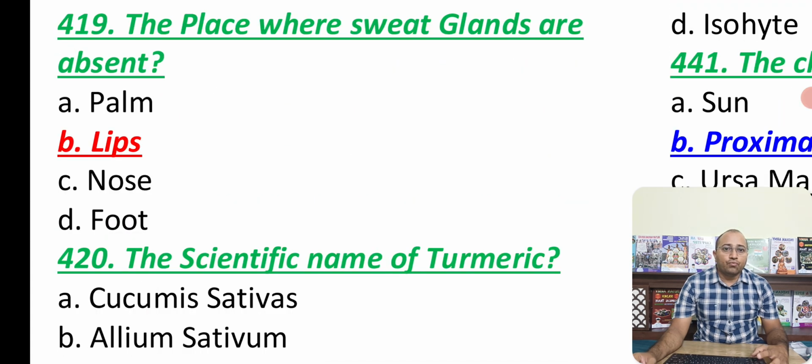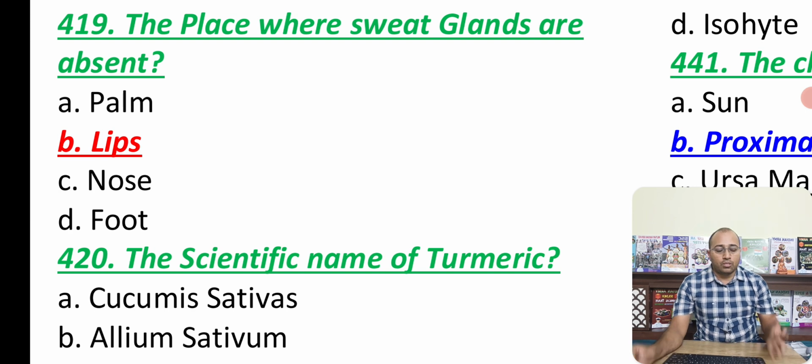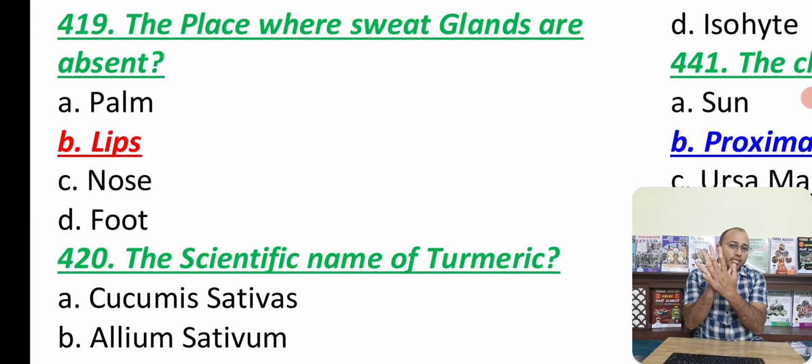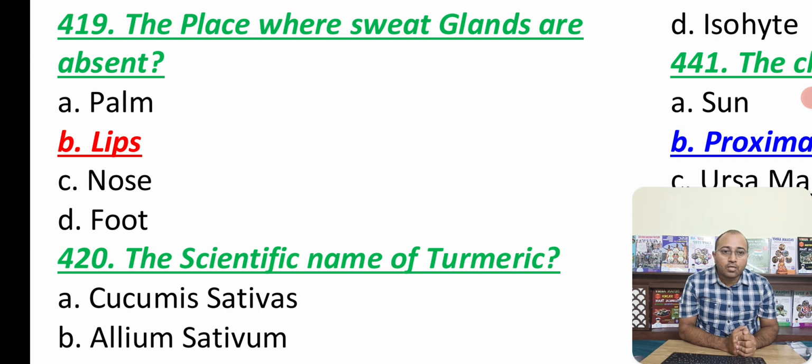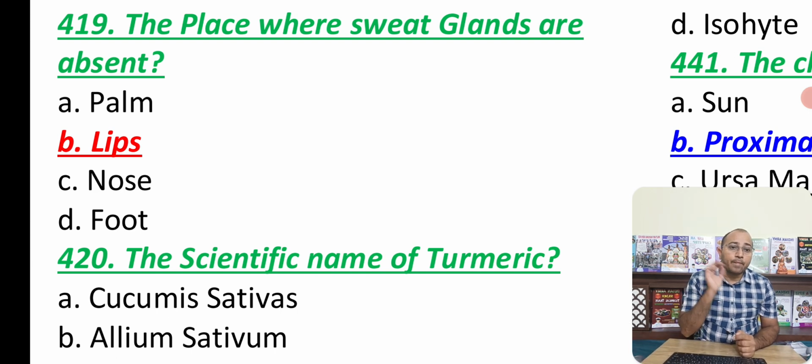The place where sweat glands are absent, you know about sweat glands. The place where you can see maximum sweat, maximum sweat glands are present in the palm. In the nose we have olfactory receptors, and in the foot also we have sweat glands. But sweat glands are absent in the lips. This is very important. If I say the most sensitive skin in our human body, it is the eyelids.